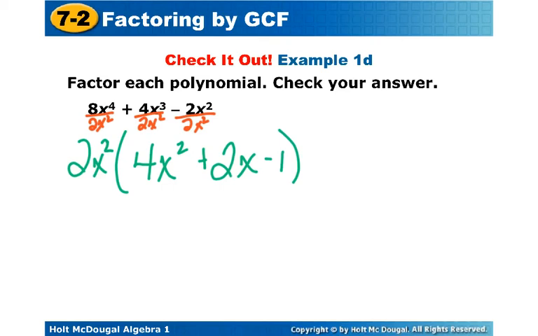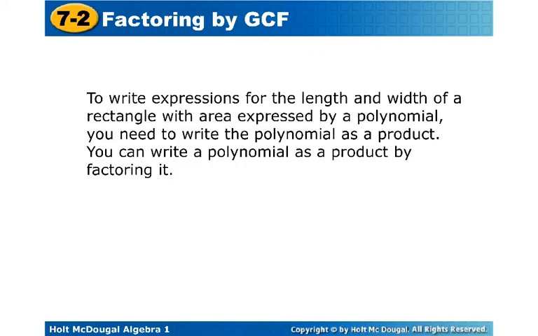But we are going to move on a little bit, and you're still going to take these same skills. So, to write expressions for the length and width of a rectangle with area expressed by a polynomial, you need to write the polynomial as a product, so as a multiplication problem. And you can write a polynomial as a product by factoring it. So just real quick, recall that area is equal to length times width. So you're trying to find 2 factors here so that you can write it as the product.